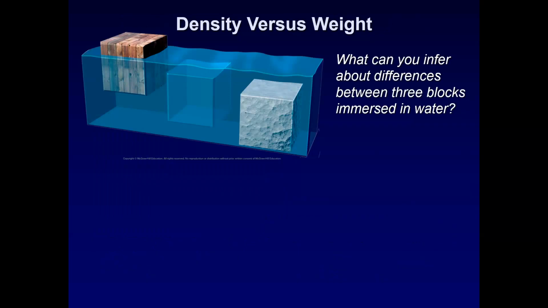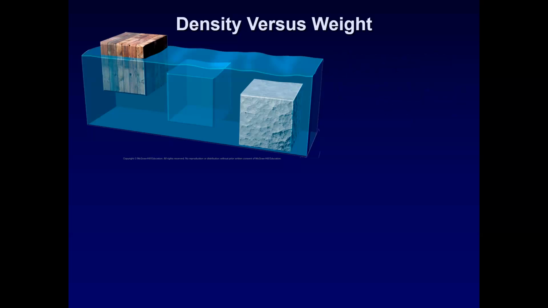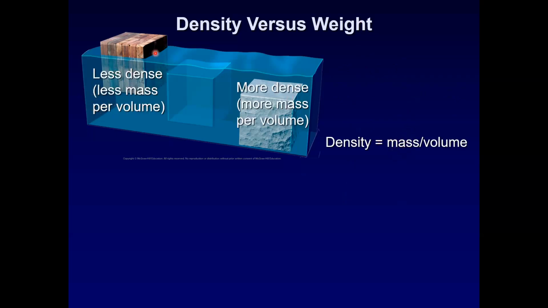We'll get into density versus weight. We had these wood block diagrams from the previous chapter. So what can you infer about differences between 3 blocks immersed in water? Each block has a different density, where density is equal to mass divided by volume. If you're less dense, you have less mass per volume, so you're going to float. If you're more dense, you have more mass per volume, you're going to sink.